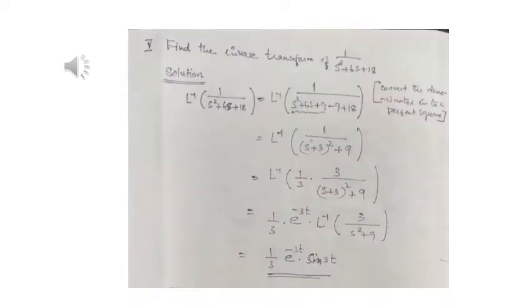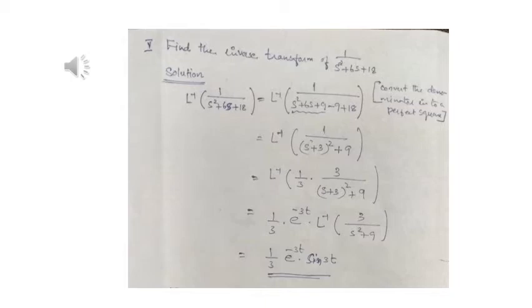So we have the third question. Find the inverse transform of 1 by S square plus 6s plus 18. In this type of question, you have to make the denominator a perfect square. That means here it is a quadratic expression, that is S square plus 6s plus 18.